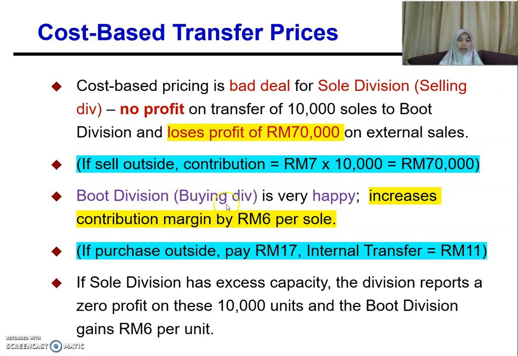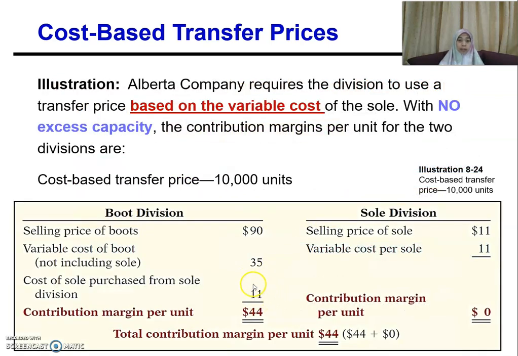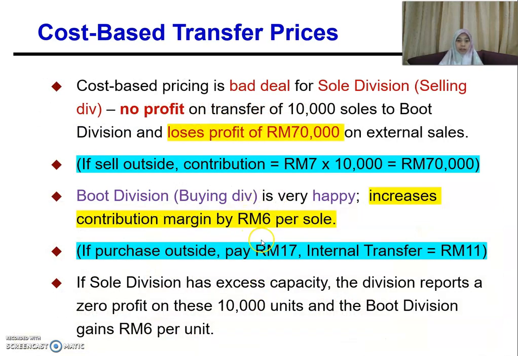What about the boot division, or the buying division? Of course, the buying division is very happy. Why are you happy? Because it increases the contribution margin by 6 ringgit per sold. Previously, if you purchased it from outside, you had to pay 17. Now, instead of paying 17, you only need to pay 11. So you have a saving. You can save 6. That will lead to an increase in your contribution by 6. Because if you purchase outside, you pay 17. With the internal transfer, you only pay 11. So that contributes to your increase in the contribution by 6 per unit.